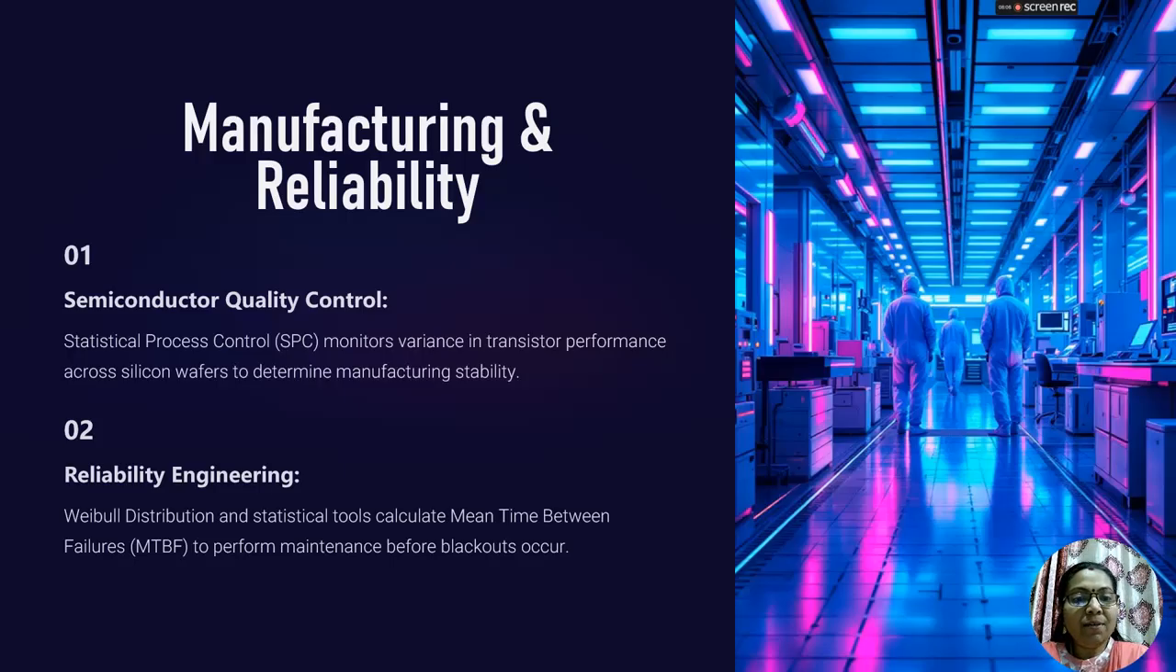Engineering students will come across many distributions: the binomial distribution, Poisson, Weibull, normal or Gaussian distribution, gamma distribution, and many more in their subjects. The Weibull distribution and the statistical tools are used to calculate the mean time between failures, to perform maintenance before blackouts occur. So in this way, in the manufacturing and production units, we are applying the mathematical concepts.